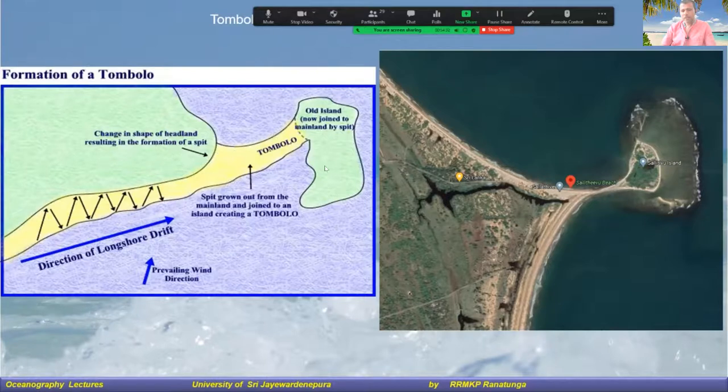So that is a tombolo. There's an example of a tombolo here in Salitiu Island, if anyone is from the east coast.